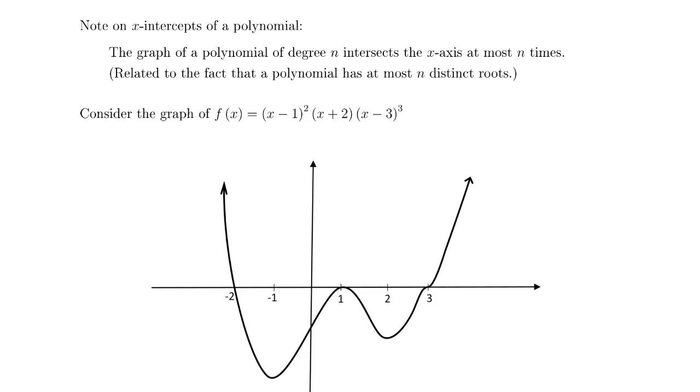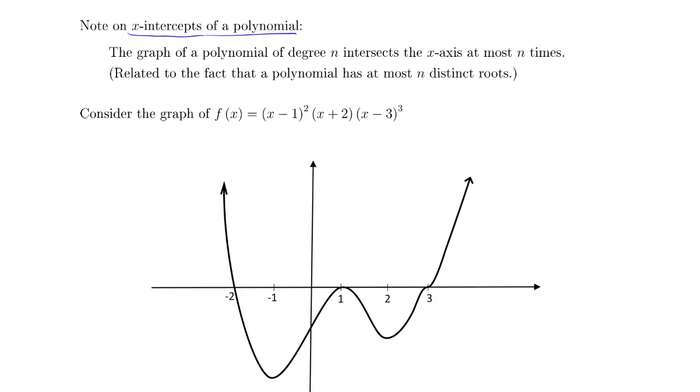Before we go and do another example, let's take a look at another connection here. So we talked about a number being a root, x minus that number being a factor, the division giving 0 as a remainder, and f of that number being equal to 0. Well, there's another thing.